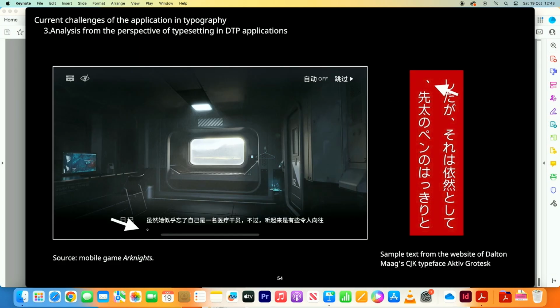And actually, in our daily life, examples of not following this prohibition rule are quite common. We can see it in this mobile game or even in a type foundry's specimen. It's Japanese text, but they also have this prohibition rule problem. So it's a really tiny thing, but it just shows people don't pay much attention to this. And it's obviously the wrong way to deal with punctuation.